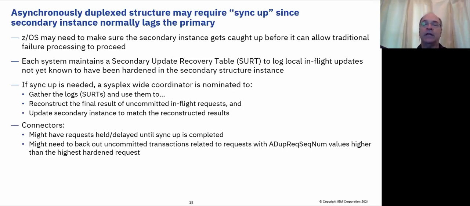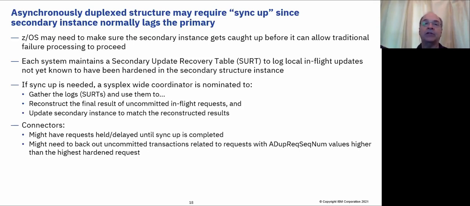If a sync-up is needed, that is in a failure scenario, a sysplex-wide coordinator would gather all of the information from all of these logs, these CERTs, and coordinate and figure out which items made it and which ones didn't. So when I say a recovery scenario, that means we've lost the primary. We've lost the primary, we're switching over to use the secondary. Which things did not make it to the secondary? And that's what the systems have to agree on.